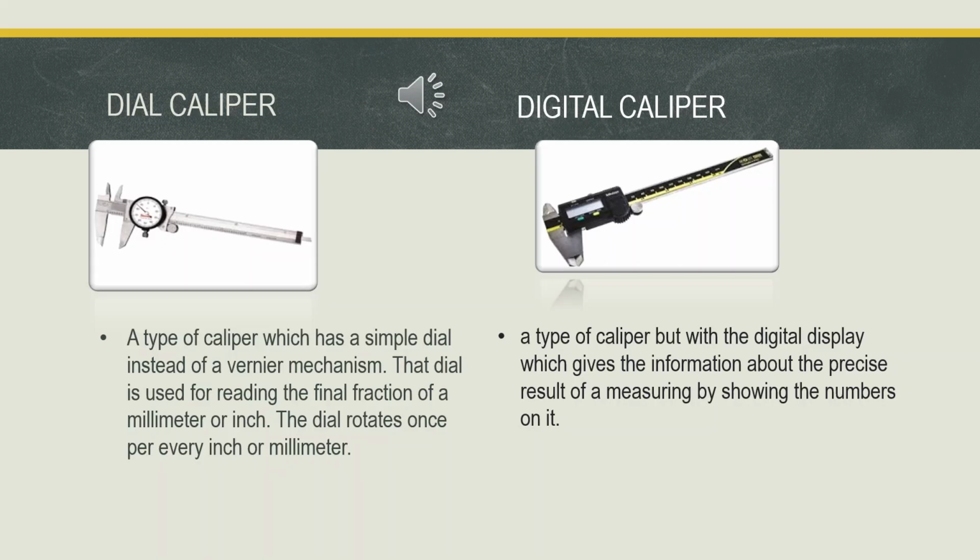Next is the digital caliper, a type of caliper with a digital display, which gives information about the precise result of a measurement by showing the numbers on it. Sometimes a digital caliper is incorrect because it uses capacitance to measure the value and the circuit board sometimes touches the metal.